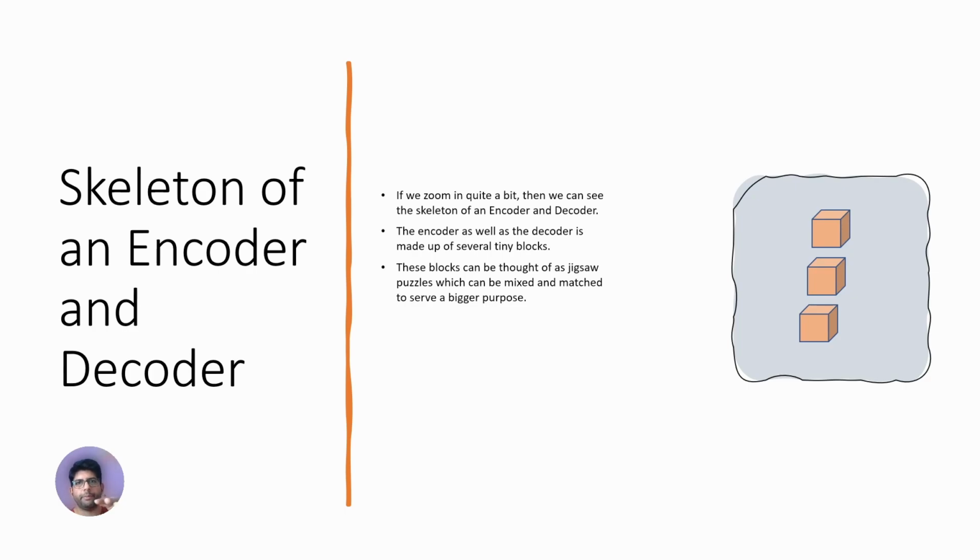Zooming a bit more into the encoder, we know that encoders are further made up of tiny blocks, or as we call them in the context of deep learning, the layers of a neural network, because encoders and decoders themselves are neural networks. They are made up of layers which can be considered as blocks of a jigsaw puzzle which fit together to perform certain tasks. So the structure of encoder and decoder is exactly the same. The functionality may vary.